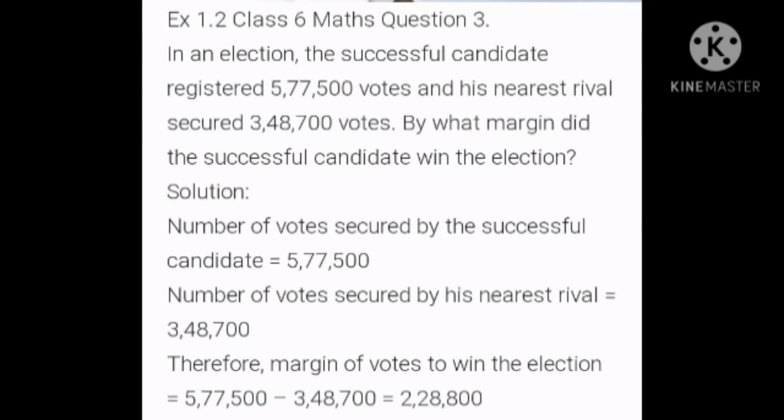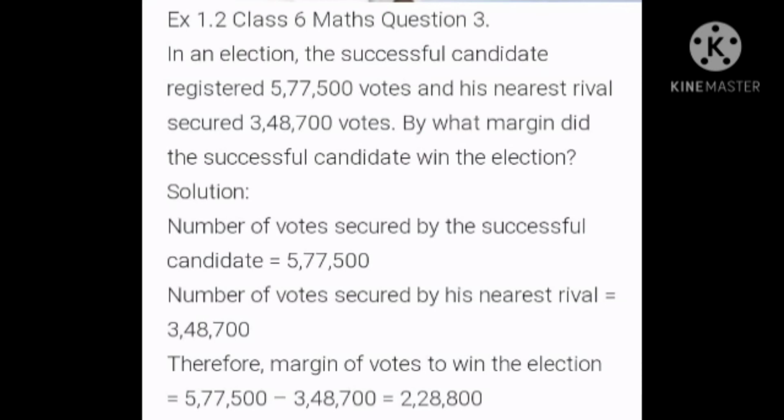In an election, the successful candidate registered 5,77,500 votes and his nearest rival registered 3,48,700 votes. By what margin did the successful candidate win the election? Suppose you have 5 chocolates and your brother has 2 chocolates, how many more chocolates are you having than your brother? You will say 3. So same way we are going to find this number.